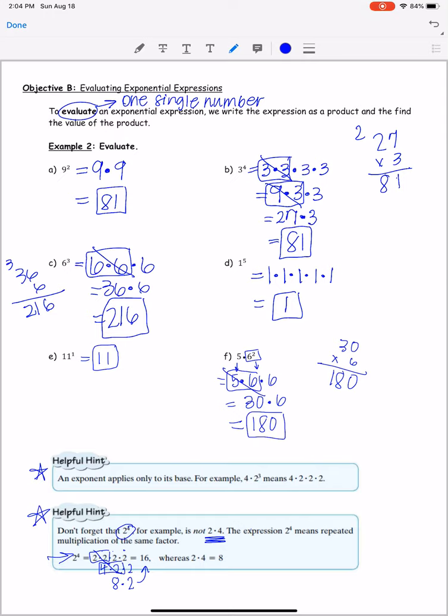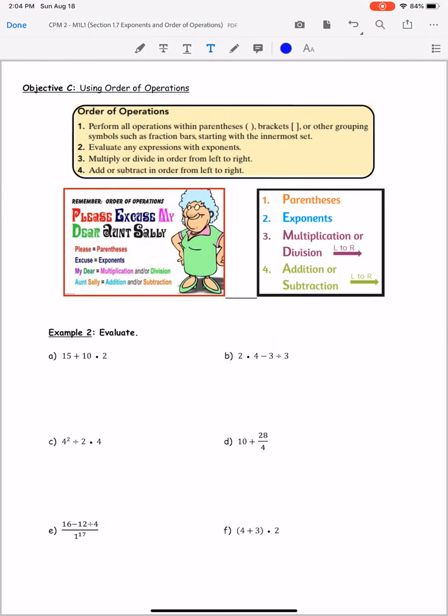When you do just 4 times 2 or 2 times 4, you get 8. 8 and 16 are different numbers. So those are not going over the same things. Exponents and multiplication are different. So that's half of your lesson.